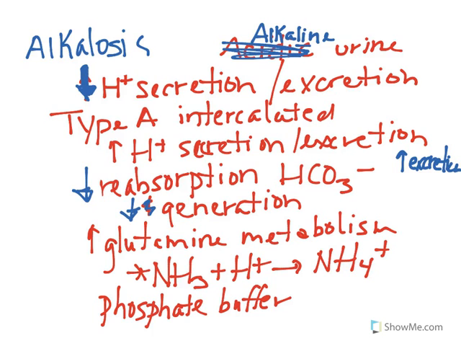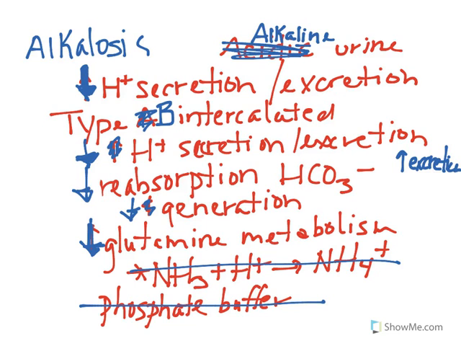You're going to have decreased generation of bicarb. I don't want any more. I want to get rid of it. Decreased glutamine metabolism. This is not going to play a role. You're going to have not the type A intercalated cell that's more active in the late distal tubule and the cortical collecting tubule. The type B intercalated cell will be active, working, and you're going to have decreased secretion of hydrogen ions, and therefore less secretion or excretion of it. So it's just the opposite.